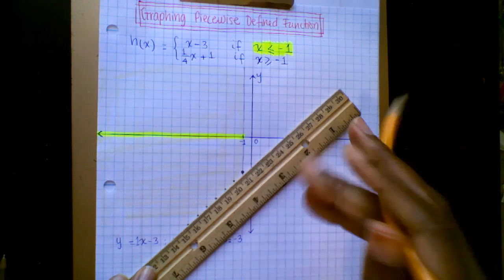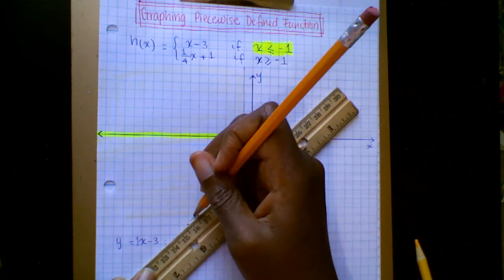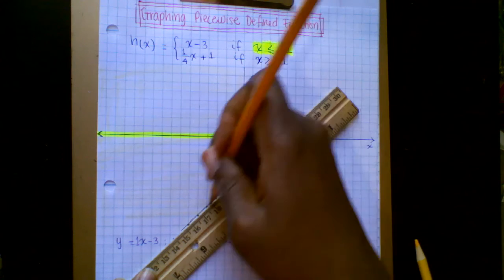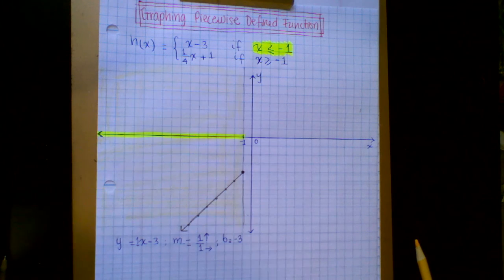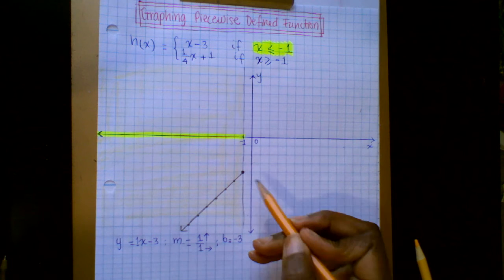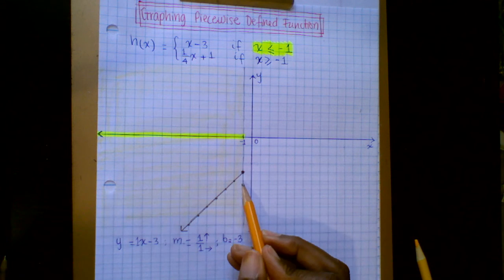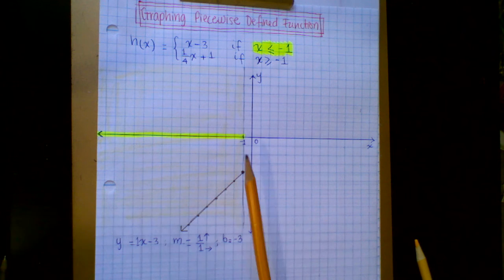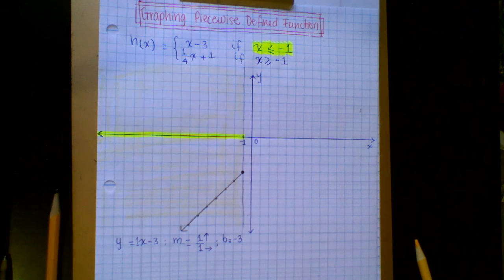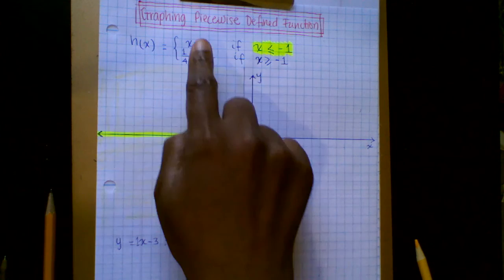Now you're going to connect the dot with your ruler, and make sure you include the arrows on the left side of the line, but you cannot include arrows on the right side because of the domain restriction. The line can only be seen for x values less than -1, so on the left side of -1. So we are done graphing the first linear function.